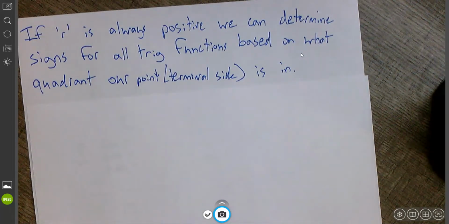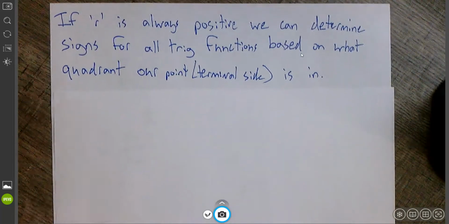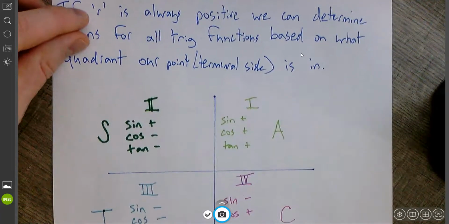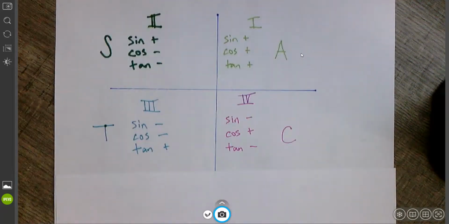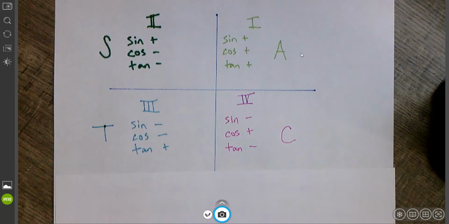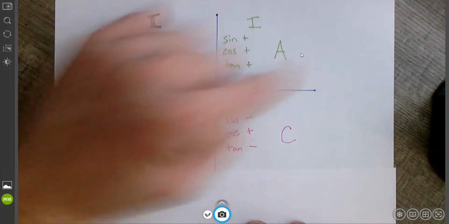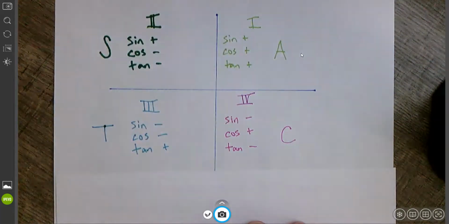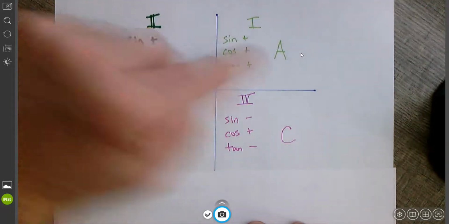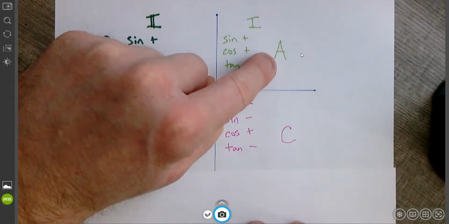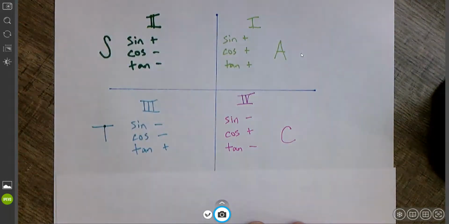And we can continue that logic, and we get this little table, if you will, and there's a little acronym that goes with it. So first of all, let's talk about what this table means. If you draw any triangle in the first quadrant, sine, cosine, and tangent, all of them, that's what the A stands for, all of them will be positive.